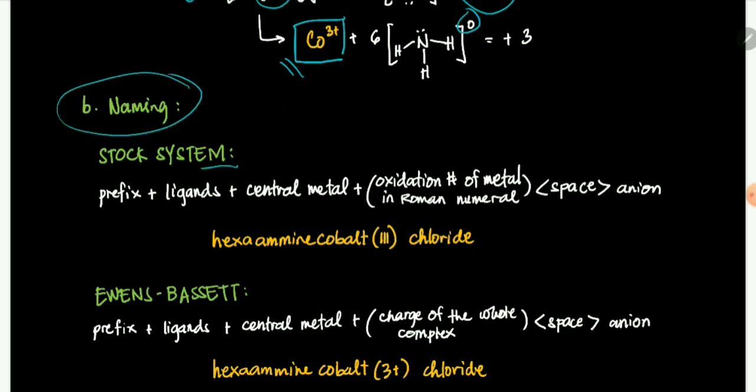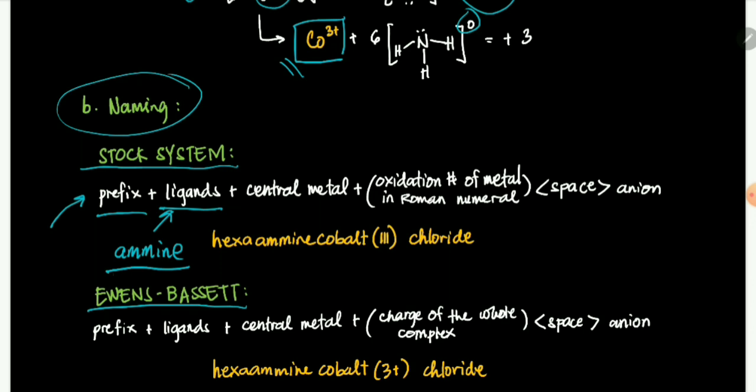Okay? So, we have two systems, yung Stock tsaka Ewens-Bassett. So, kapag Stock system, prefix muna. So, this refers to the number of your ligands around the central atom or yung inyong central transition metal. Okay? Ligands, yung appropriate name ng ligands kapag naka-attach na siya doon sa inyong transition metal in the complex. So, for ammonia, we have the ammine, double M.